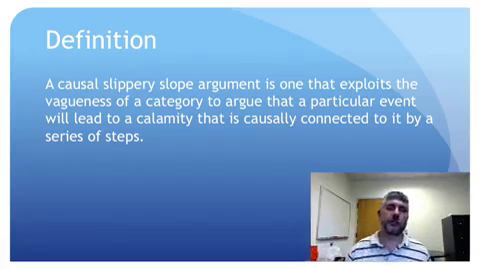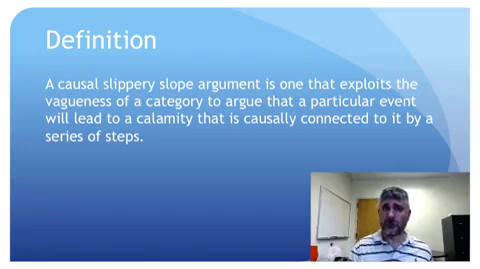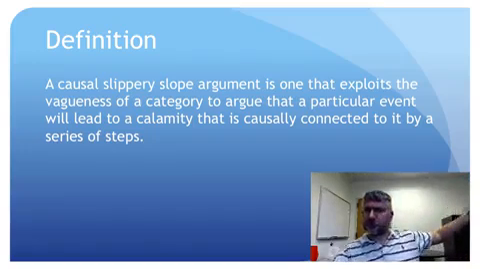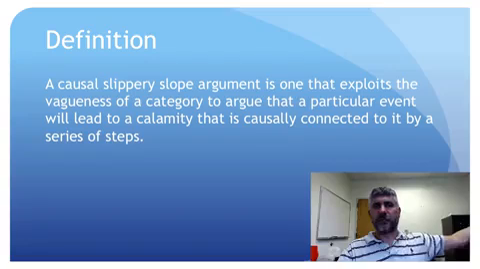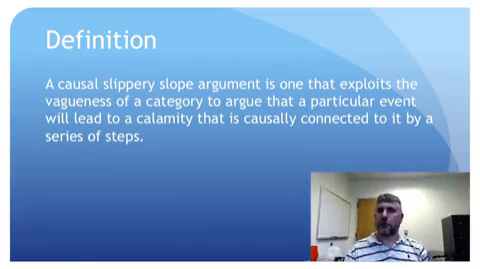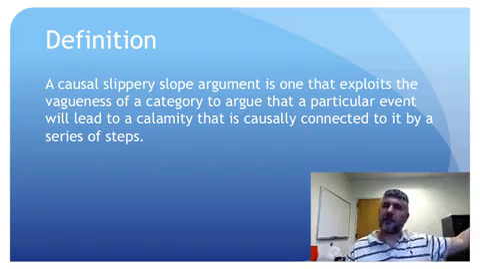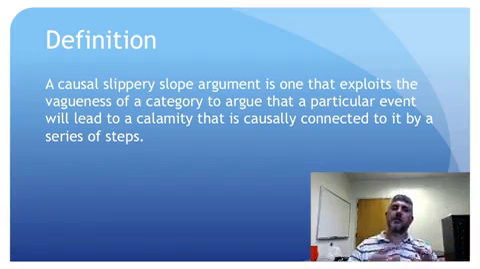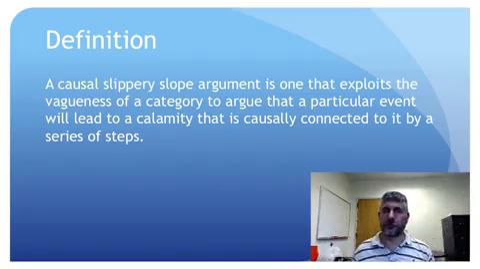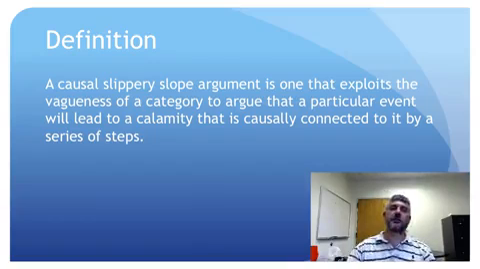So sometimes this is called a domino argument. Sometimes it's called a parade of horrors. The idea is there's a series of steps that eventually leads to some calamity. And so we should cut off that series of steps before it begins. We should prevent it from ever beginning, because if we allow it to begin, then it'll eventually lead to some calamity. That's the form that a causal slippery slope argument takes. So what are some examples of causal slippery slope arguments, and why are they fallacies?